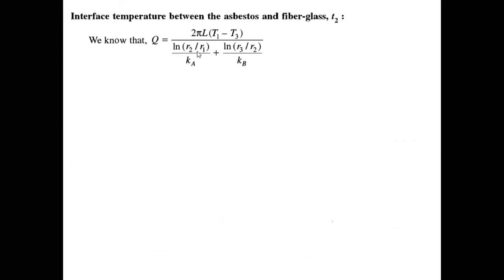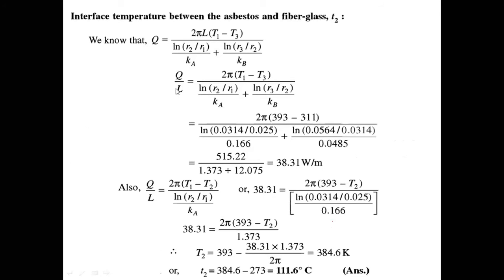Now we apply this expression. So Q equals, see, we have made two summations here, twice pi L times T1 minus T3. From here we first find out Q. With ln R2 by R1 over Ka, ln R3 by R2 over Kb, and twice pi L taken to the top. Then from here I find Q by L, because the value of L is not given, and in each case the length of the cylinder will be the same. So from this we first find out Q by L.